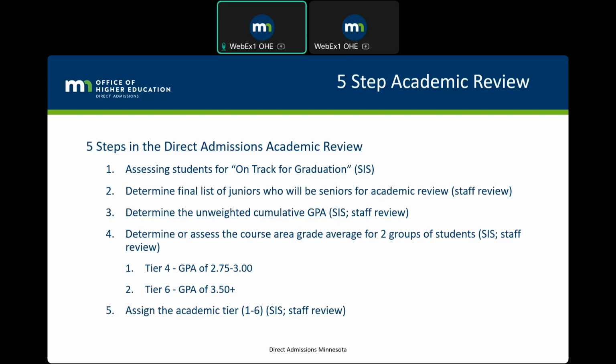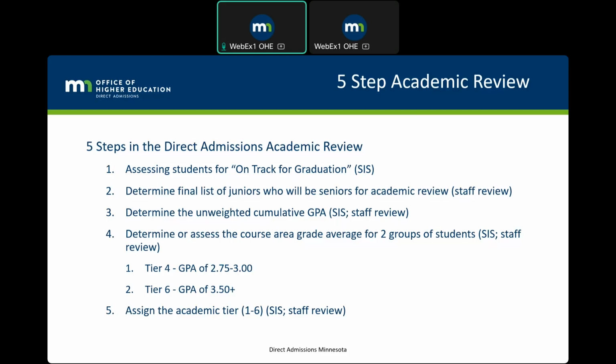The first one is assessing whether or not your students, your rising seniors, are on track for graduation. For both Infinite Campus and JMC, this is done via the SIS system. The second step is to determine the final list of rising seniors who will be eligible for the academic review. This is part of a staff review. There are some students who you probably don't want participating in direct admissions, and this will be time for your staff to discuss those students and whether or not they'll be participating.